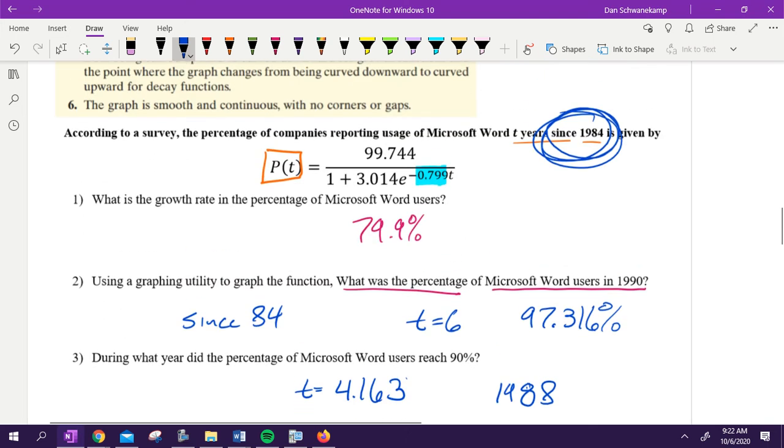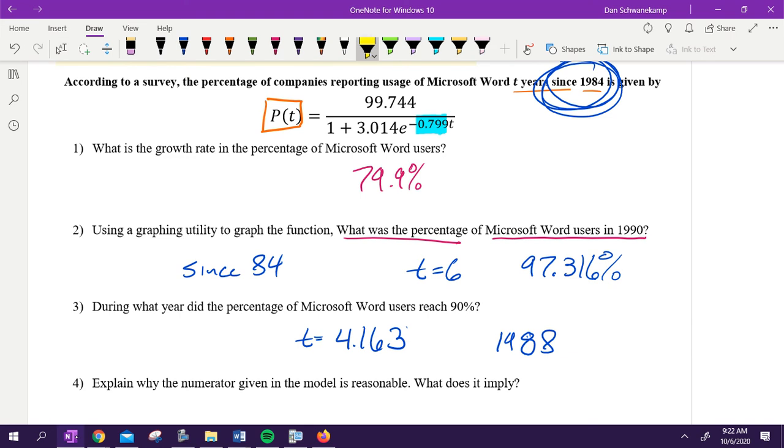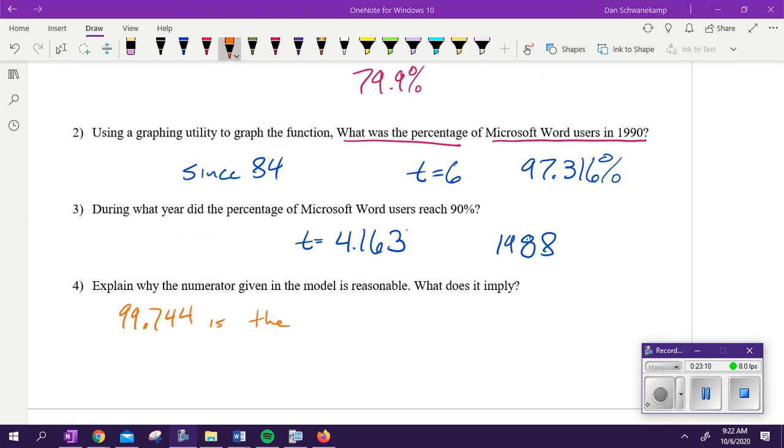Last one, talk with your neighbor for a second. Explain what the numerator given in this model represents. What does that 99.744 represent? Does it imply and does it make sense? Talk with your neighbor for a second. Come up with an answer for that.